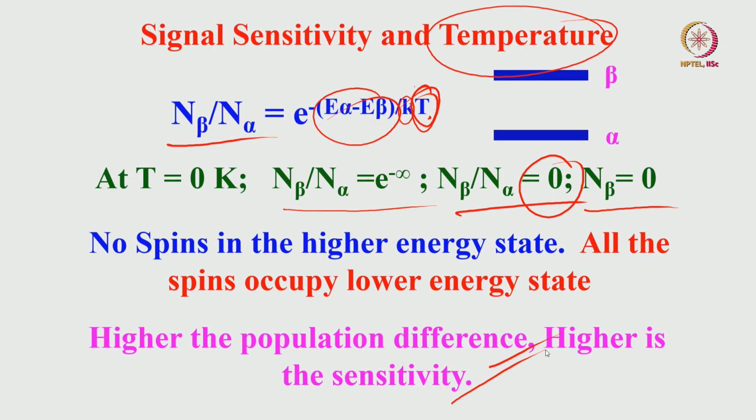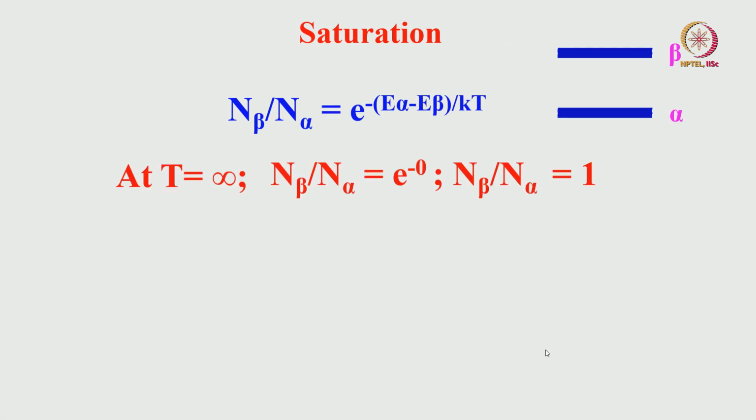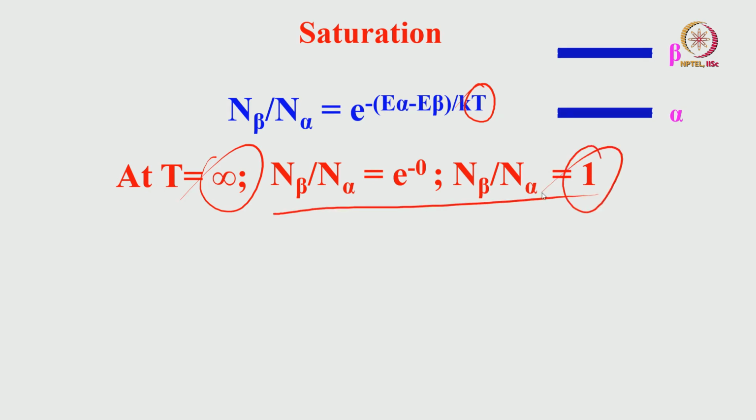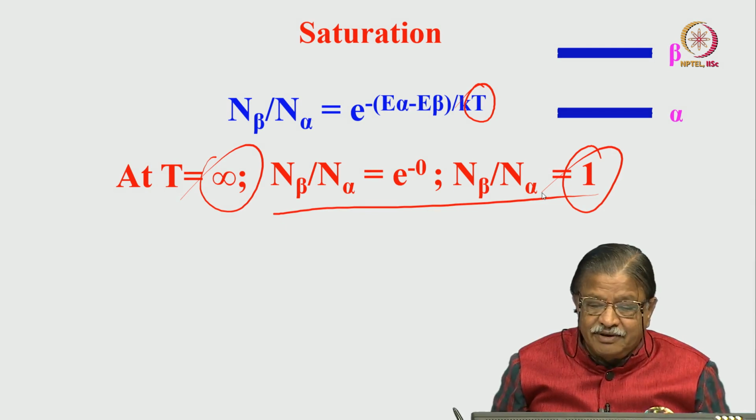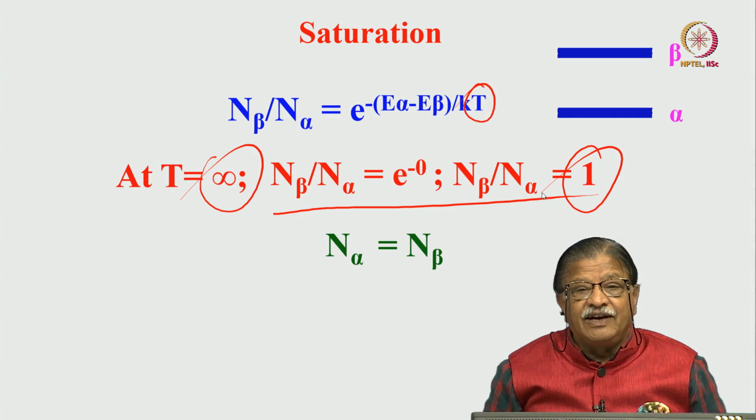You cannot go to 0 K, but understand one concept: as you keep on lowering the temperature, the population difference becomes more and more. So sensitivity becomes more and more. That is one concept. Now, instead of 0, let us do another trick. What happens if I put temperature infinity? Remember, T is in the denominator. If you put T equal to infinity, now n beta over n alpha, if you calculate, it turns out to be equal to 1. Now when it becomes 1, then what is going to happen? n alpha is equal to n beta.